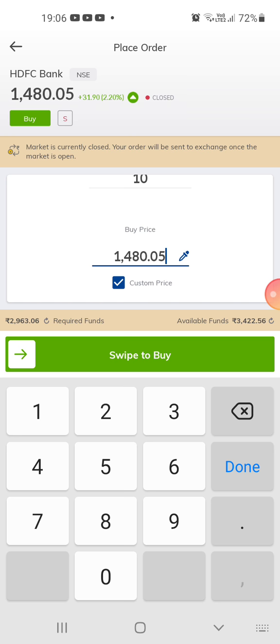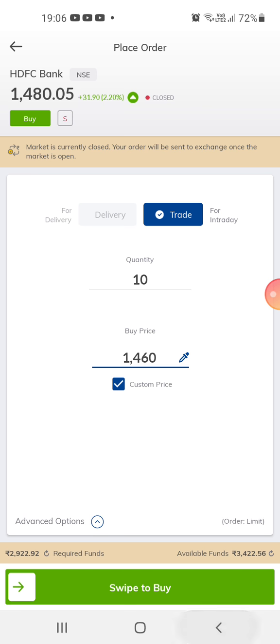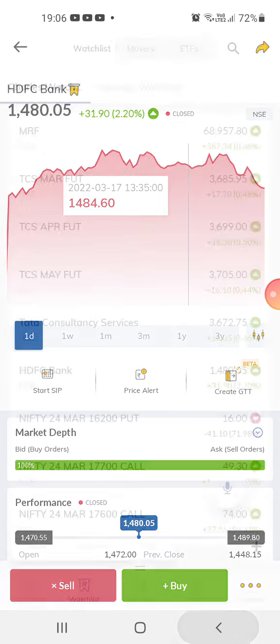Suppose the share goes down by 20 rupees. If you're expecting the share to go down by 20 rupees, you can type your 20 rupees and wait for the share to go down, and then you can buy it during the day. If the share goes to 1,465, then you earn about 5 rupees per share. So that's how it is. That is the normal intraday trading.